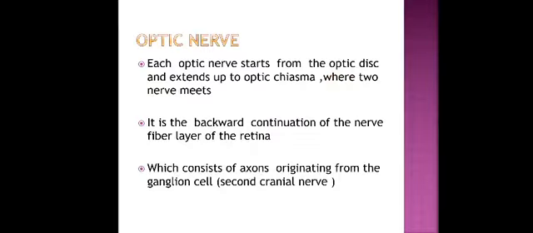The first one is the optic nerve. Each optic nerve starts from the optic disc and extends up to the optic chiasma, where the two nerves meet. It is a backward continuation of the optic nerve fiber layer of the retina, which consists of the axons originating from the ganglion cells. It also contains the afferent fibers of the light reflex and some centrifugal fibers.